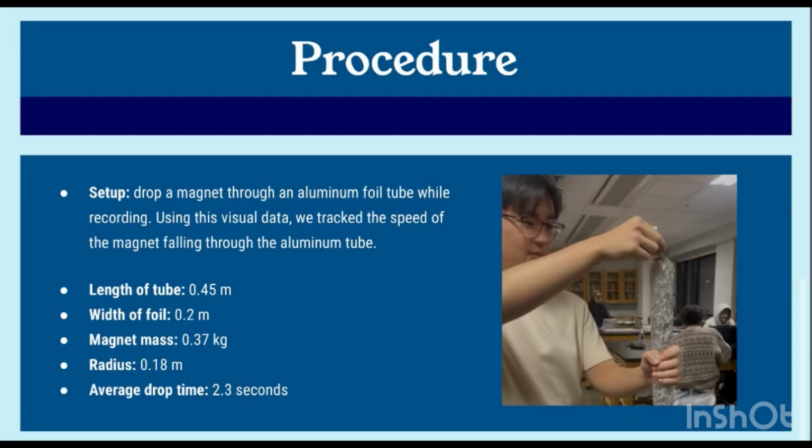Here I'll explain the procedure. As you can see in the picture on the right and the explanation for the setup, we dropped a magnet through an aluminum foil tube while recording, and then used this visual data to track the speed of the magnet falling through the aluminum tube. The length of the tube was 0.45 meters, with the width of the foil being 0.2 meters. The magnet had a mass of 0.37 kilograms and a radius of 0.18 meters, and the average time it took for the magnet to drop through the tube was about 2.3 seconds.